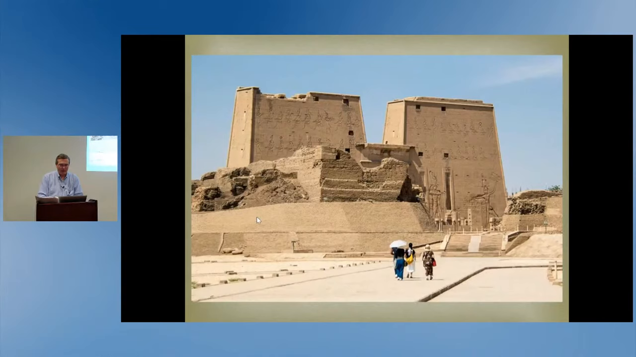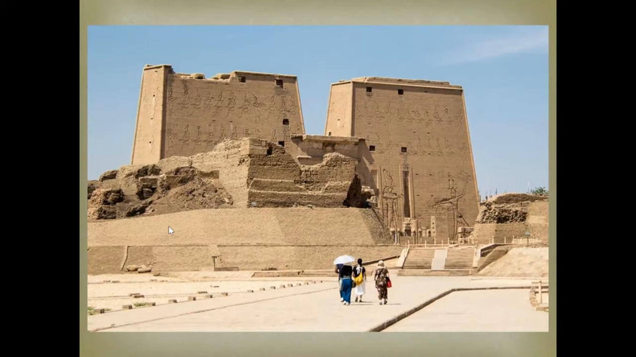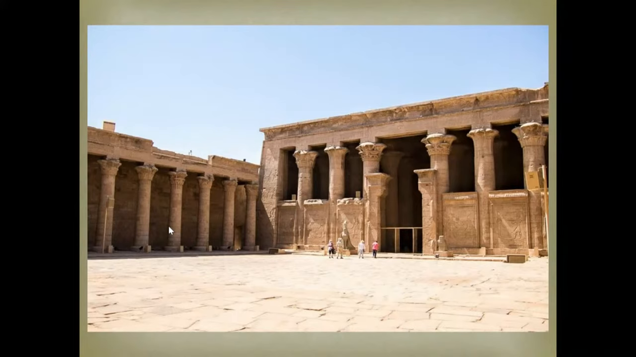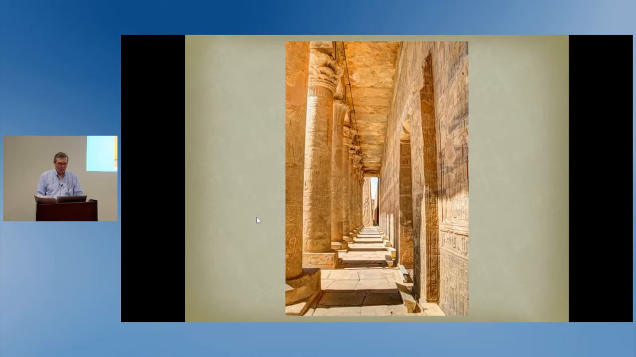Now this one, also by Ptolemy II, is the temple of Edfu. Edfu is so interesting because this is probably the most well-preserved temple in Egypt. The reason for that was it was covered by sand for a long time. And so they uncover it and you find this really beautiful temple. It's dedicated to Horus. You see this beautiful statue of Horus, a beautiful colonnade there. It's really an exquisite temple.